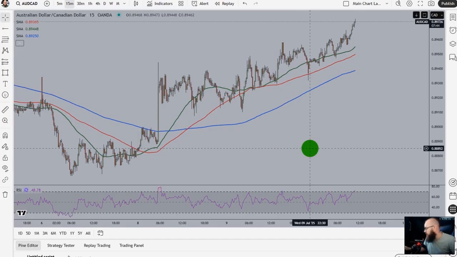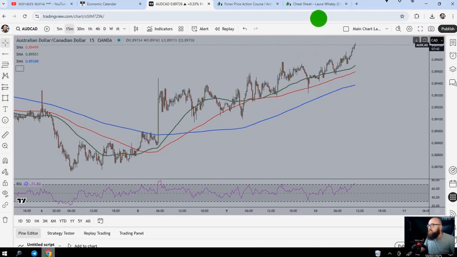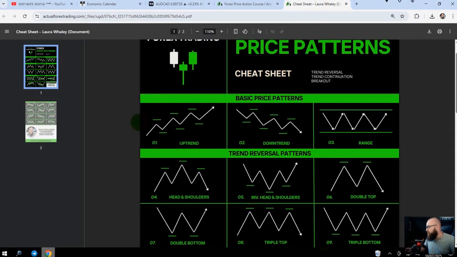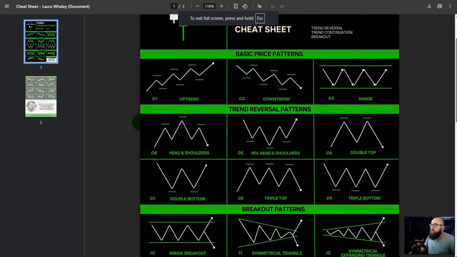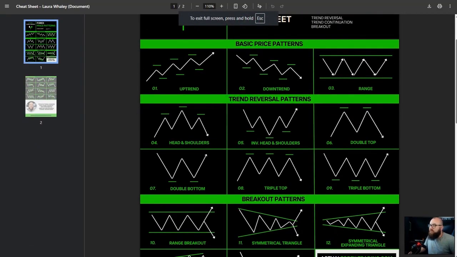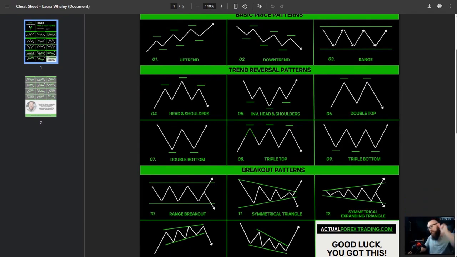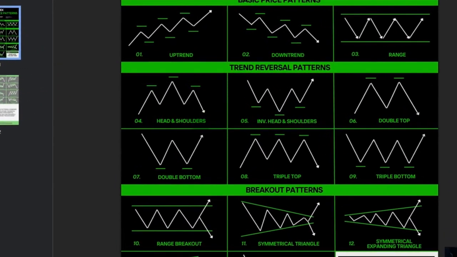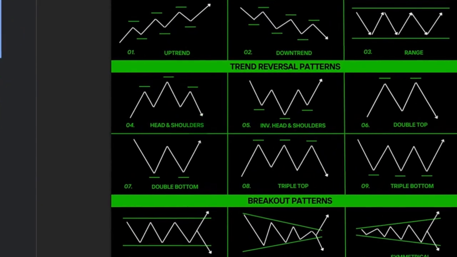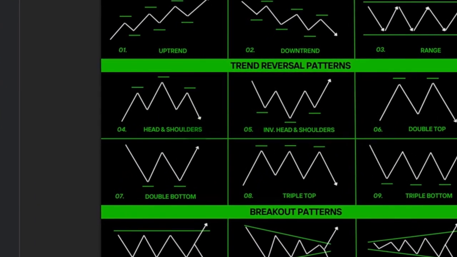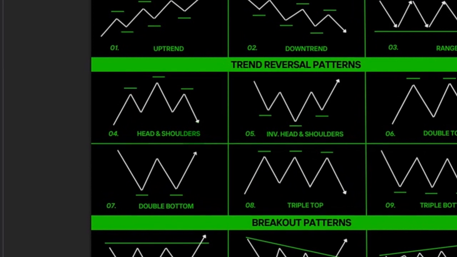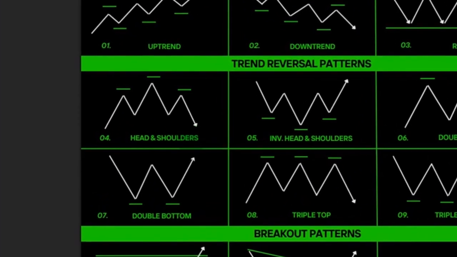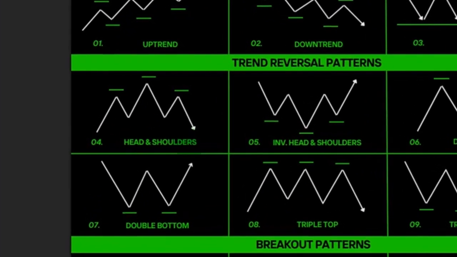Let's bring up our cheat sheet. Here we go. And let's continue and move into trend reversal patterns. So the first two patterns, number 4 and number 5, are head and shoulders patterns, and inverted head and shoulders patterns.